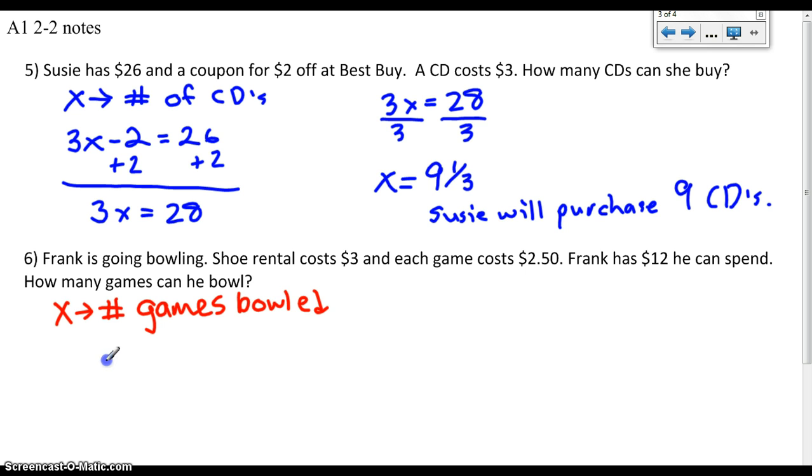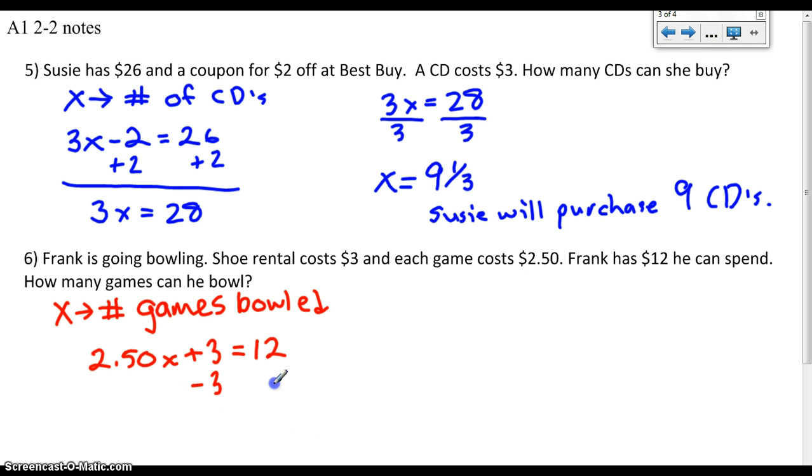The problem states that it costs $2.50 for every game that he bowls, and there's an additional fee of $3 that he just has to pay once for his shoes. And we also know he can spend up to $12 total. So our equation looks like that. Let's go ahead and solve.